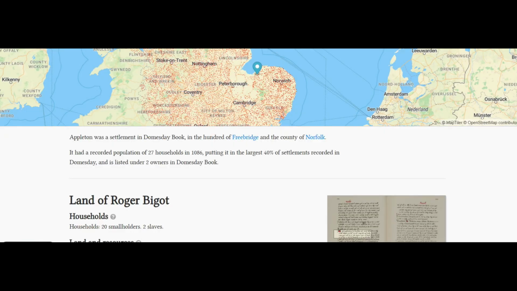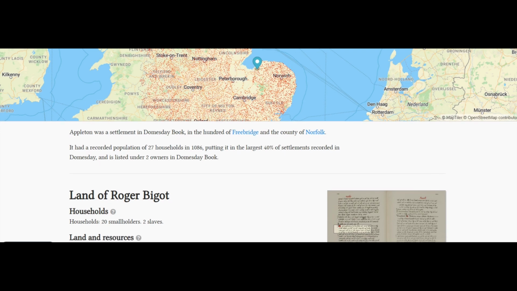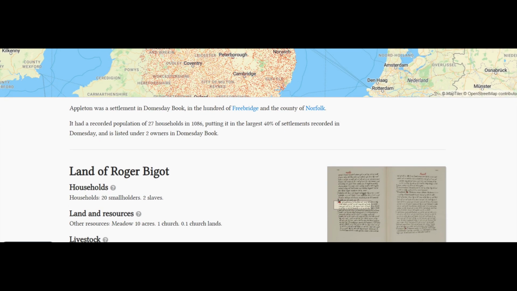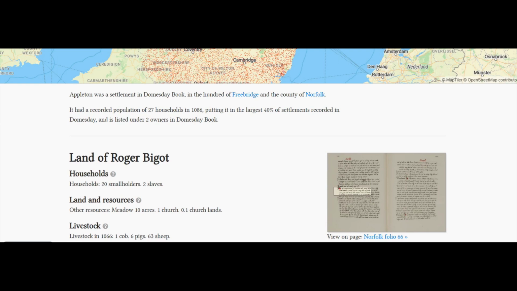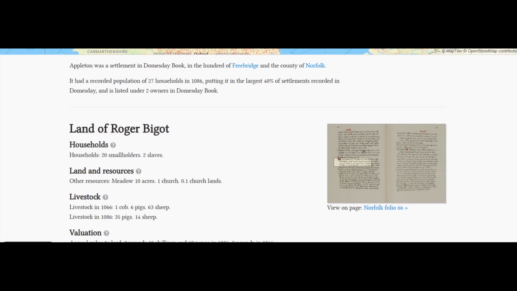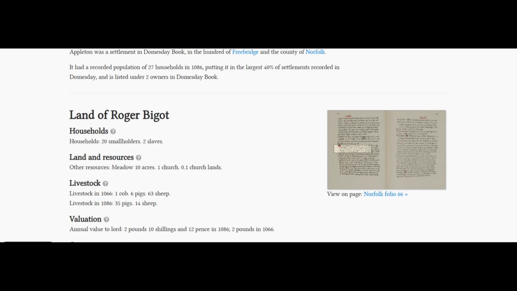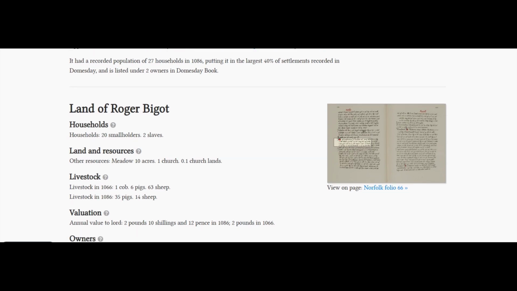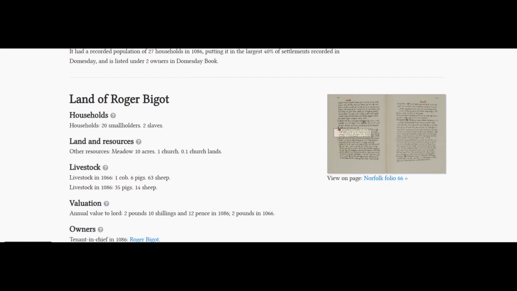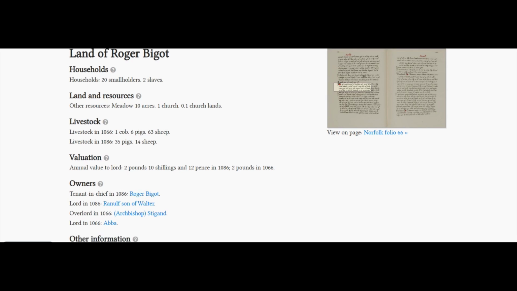So as you can see in the Domesday Book here, the records show in 1086 it had a recorded population of 27 households, 20 smallholders working the fields, 2 slaves, 35 pigs and 14 sheep. That put it in the largest 40% settlements recorded in Domesday. So it was quite a large village in its time.